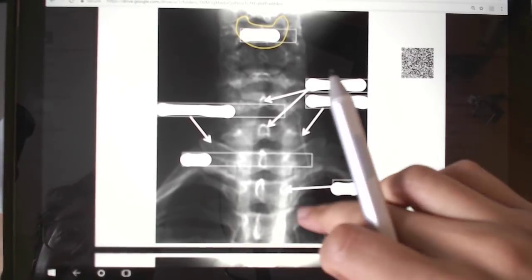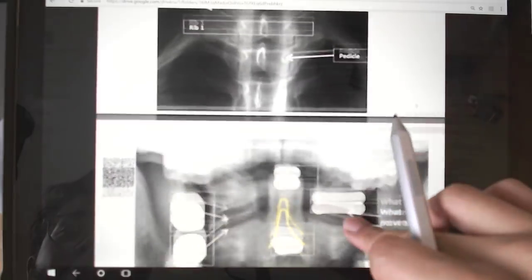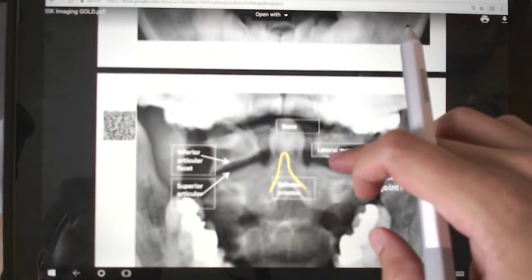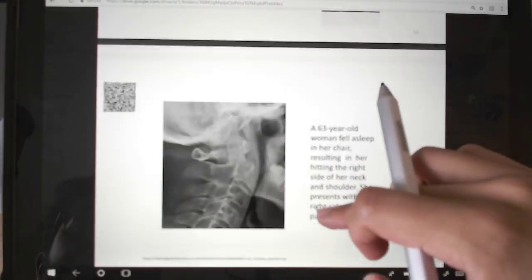All right, so here's just some more spine X-rays. We won't really go through these. We'll skip through a couple of these.